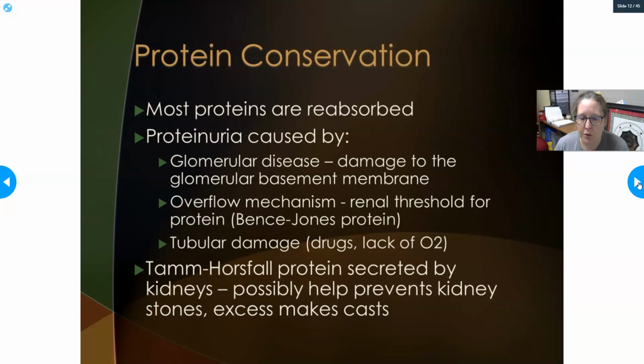The Tamm-Horsfall protein is secreted by the kidneys, and this is possibly to help prevent kidney stones. The excess of Tamm-Horsfall protein makes casts, and those can show up in the urine.